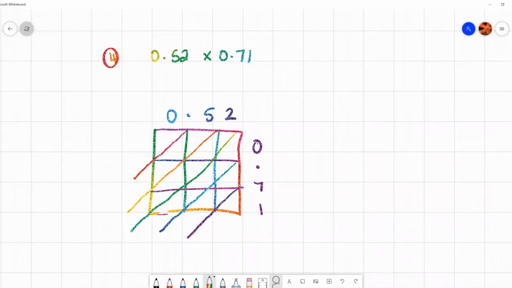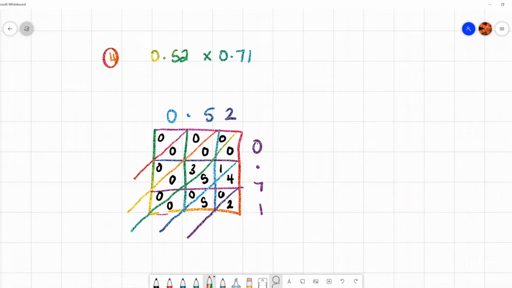So let's just fill out the box. So 2 times 0, 0. 2 times 7, 14. 2 times 1, 2. 5 times 0, 0. 5 times 7, 35. 5 times 1, 5. 0 times 0, 0. 0 times 7, 0. And 0 times 1, 0. So obviously anything times by 0 is just 0, isn't it?